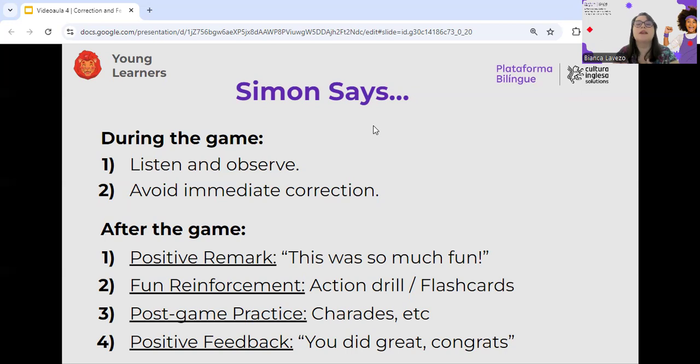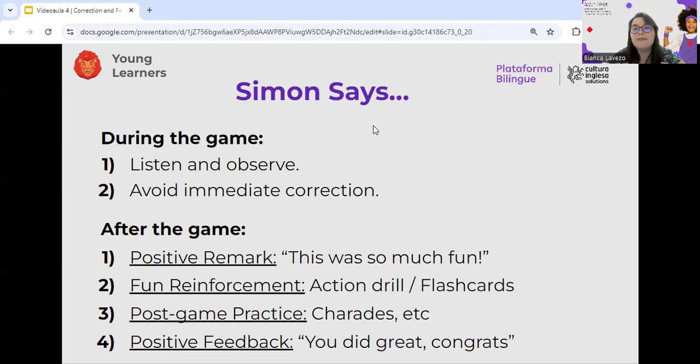I know the difference between walk to the door and run to the door, or I know the difference between sit and stand, for example. And then again, positive feedback. You did great, guys. Now you know all these verbs. Now you know 10 verbs, things like that. So this is just a way to deal with young learners.